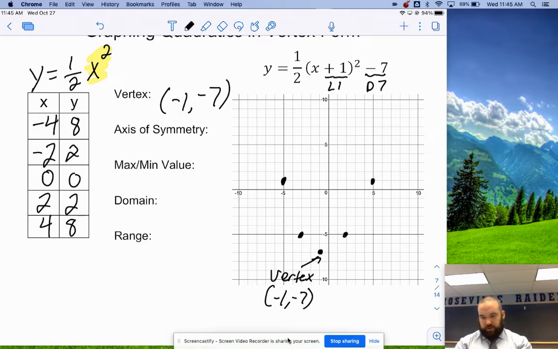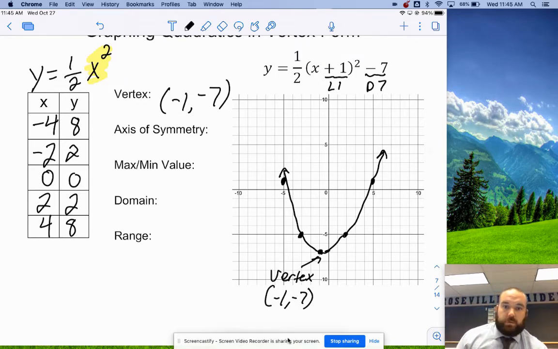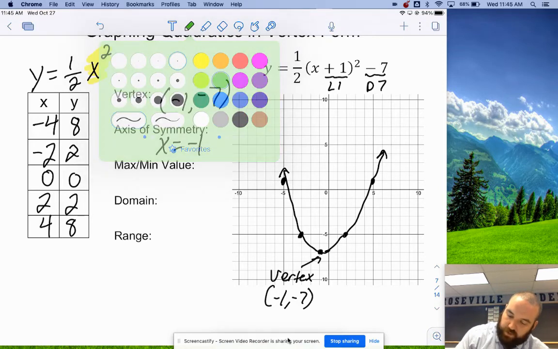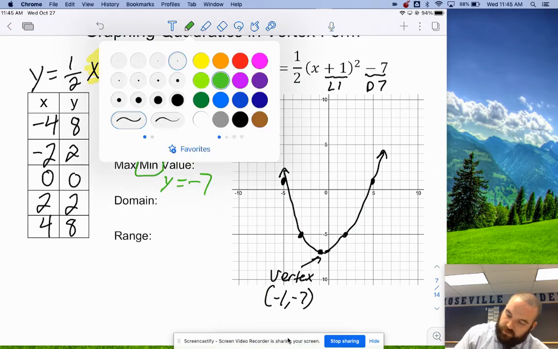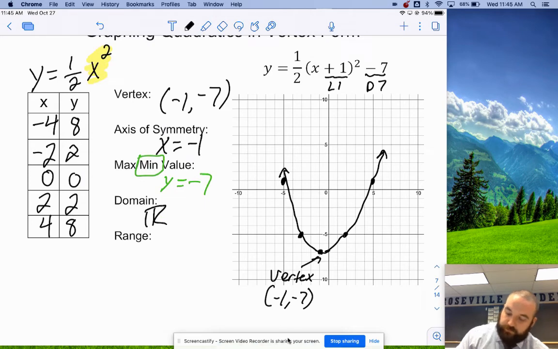So this gives me this parabola shape. Oh gosh. That is a little bit wider than our typical parabola because the 1/2 is technically a vertical compression. Where's my axis of symmetry? Again, if I know the x-coordinate is -1 of the vertex, that's going to be my axis of symmetry. The vertex is at the bottom of the graph, so this is a minimum value of y equals -7. Domain, all reals. And then range, since the graph opens up or goes up from the vertex, we're going to say y is greater than or equal to -7.